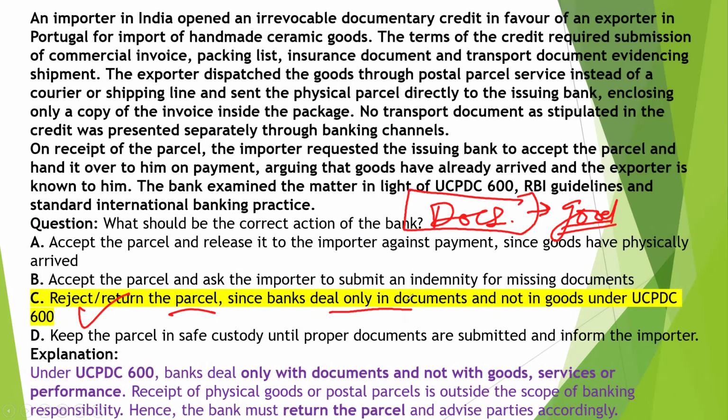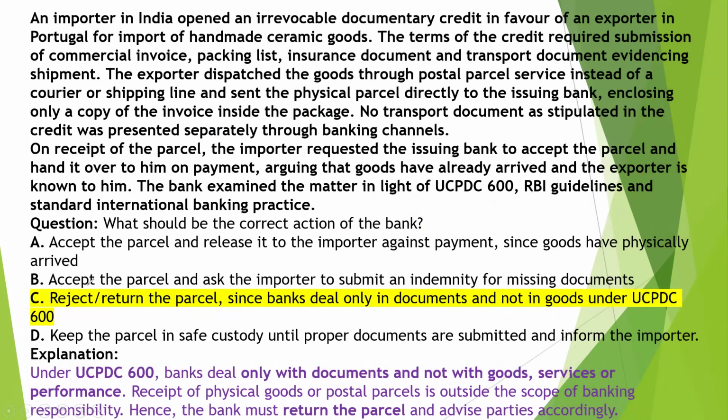We are not supposed to receive this type of courier in the banks. So the bank has to return the parcel because the bank is dealing with the documents and not in the goods under UCPDC 600 guidelines. And receipt of physical goods or postal parcel is outside the scope of banking responsibility. So hence the bank must return the parcel and advise the party accordingly. So if you know this rule that the bank is only dealing with the documents, not the goods, then you will be able to answer the question easily.